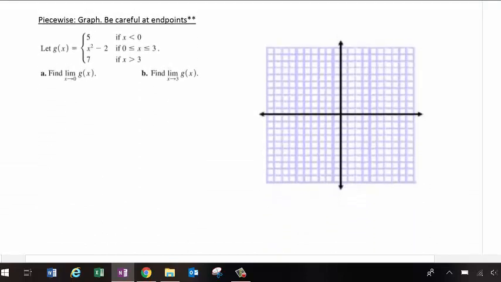So we're going to go back and do another piecewise function, and remember I've told you that you're going to have to do one of these by hand on the test. You're going to have to draw it, and you're going to have to answer questions from 3.1 and 3.2. So remember how we did this the last time?